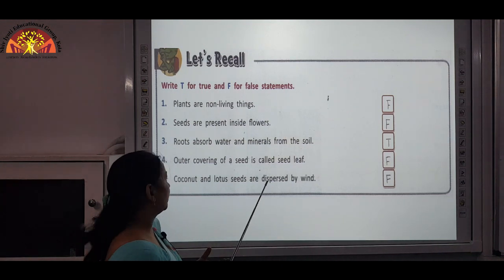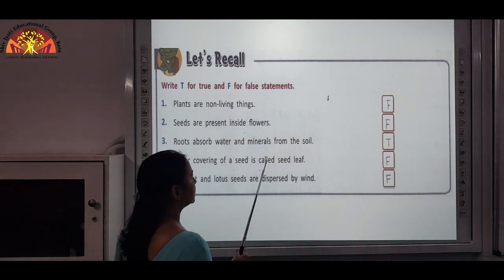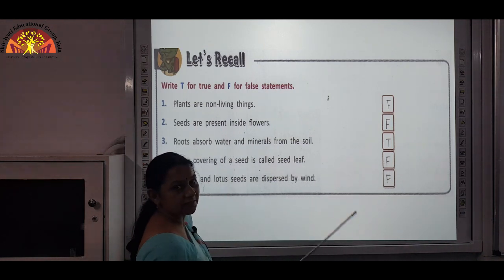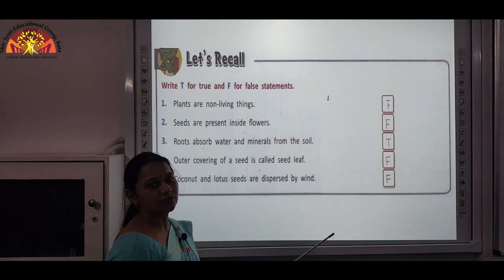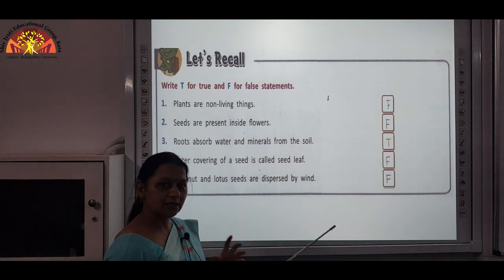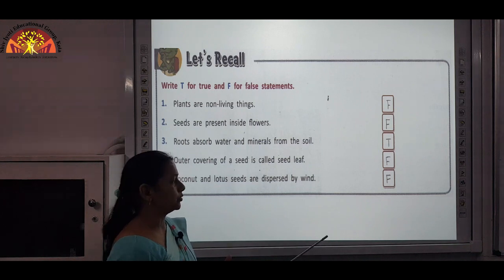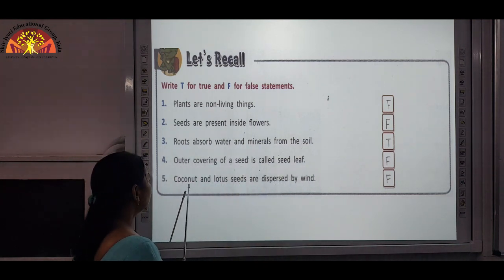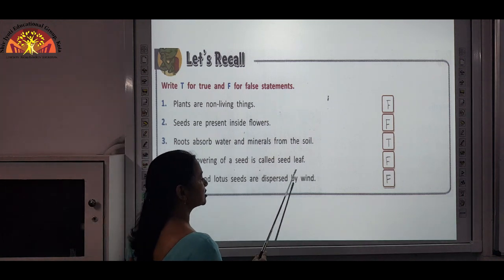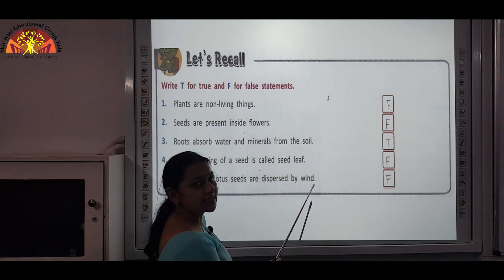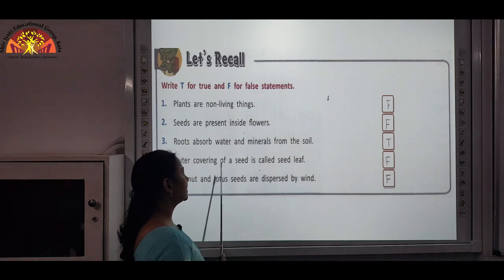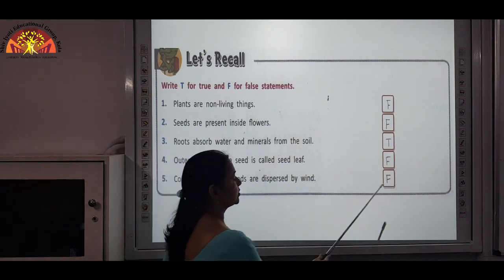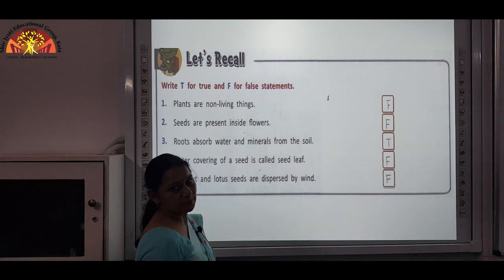the plant is growing. Outer covering of a seed is called seed leaf. Again, this is a false statement. The outer covering, as I have told you in the structure of seed, is called the seed coat, not the seed leaf. So, this is a false statement. Next one, coconut and lotus seeds are dispersed by wind. This is not correct, because the coconut and lotus seeds are dispersed by water, not by wind. So, again this one is a false statement.